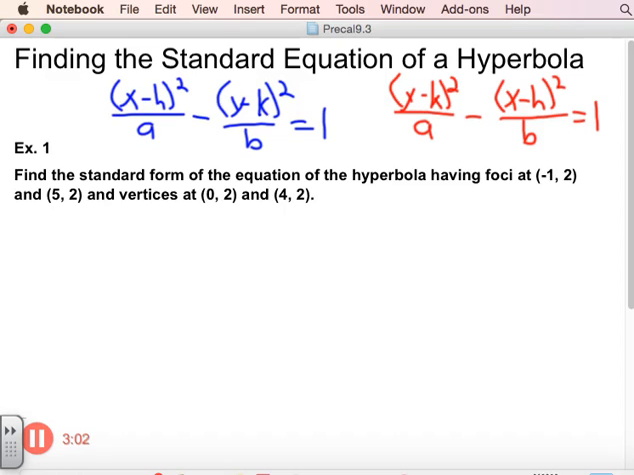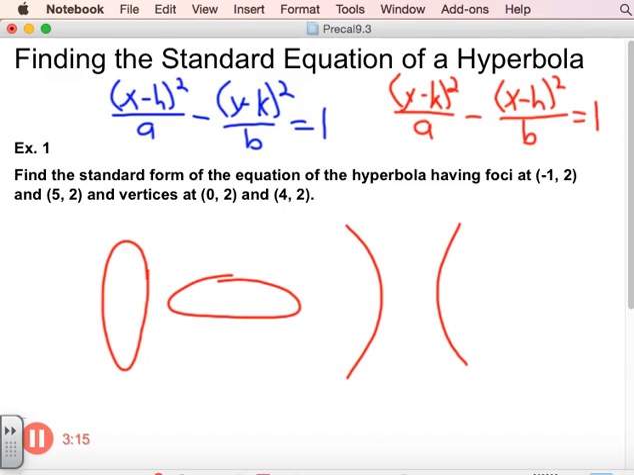Now it's important to realize how that changes your hyperbola. Just like with an ellipse, you can have a vertical ellipse or a horizontal ellipse. Same thing with hyperbola. You can have a horizontal hyperbola, or you can have a vertical hyperbola, like that. So the difference is going to come with whether y is the positive fraction or whether x is the positive fraction. If x is the positive fraction, then your transverse axis is going to be horizontal like this.